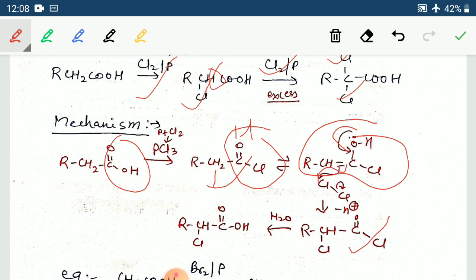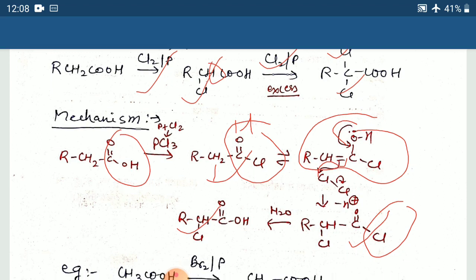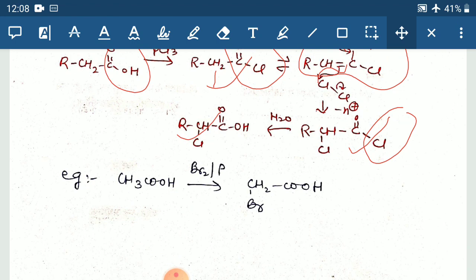But as we know, this is very prone to hydrolysis. So if we hydrolyze this product, then we will have this halo acid. Now let us take another simple example, acetic acid, which reacts with bromine in the presence of red phosphorus. Then we have alpha bromo acetic acid, and if we use excess bromine, then all hydrogens will be replaced by bromine. So thank you very much. I hope you like this video.